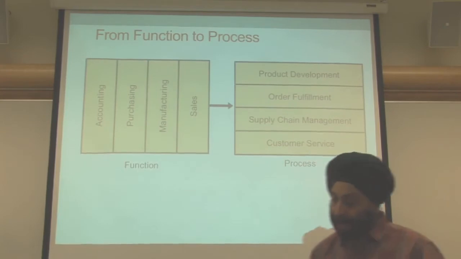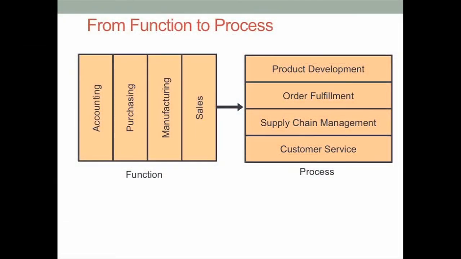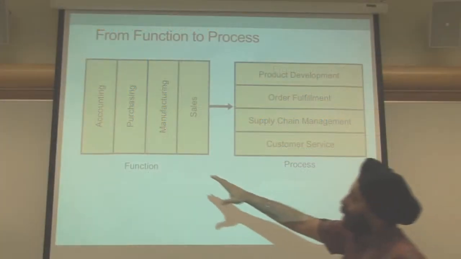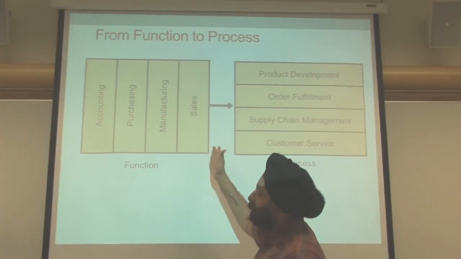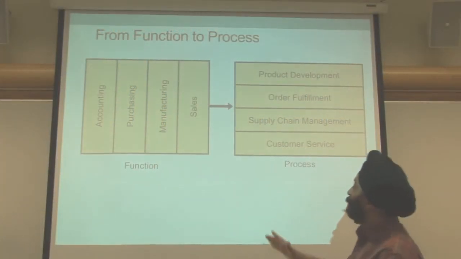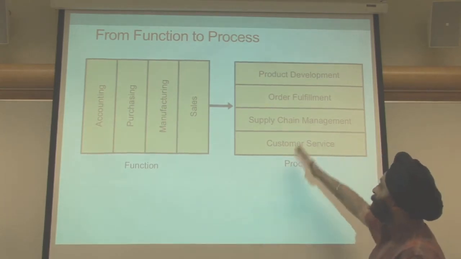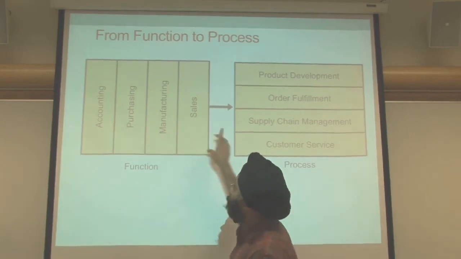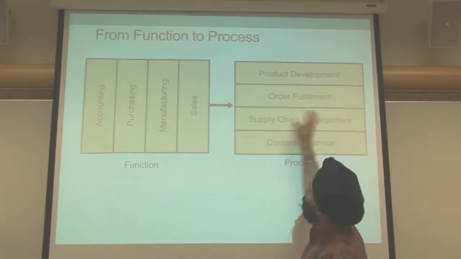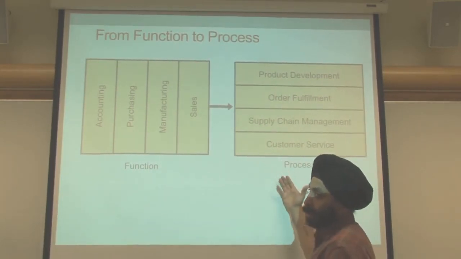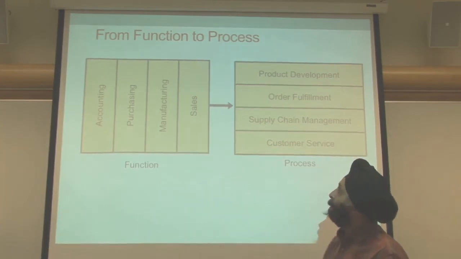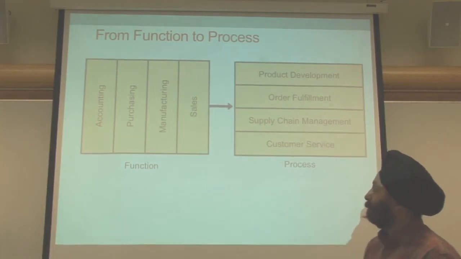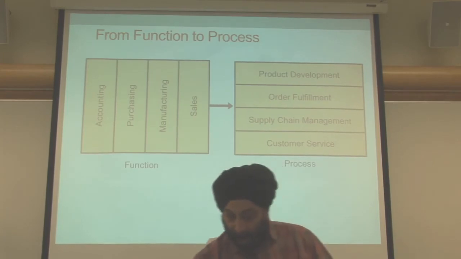And when you think about process redesign, it is from function to process. So all the way from accounting, purchasing, manufacturing, sales, various department silos, to creating a process, which is product development process, which requires input from all the various departments. Order fulfillment also requires input from multiple departments, same as supply chain and customer service. So that's a way to think about it.